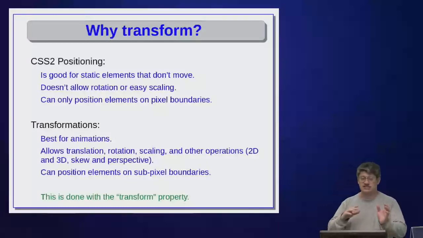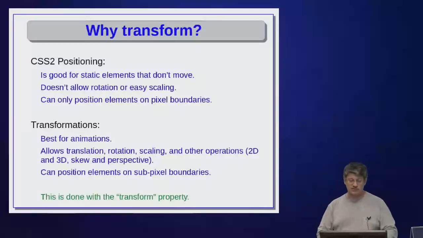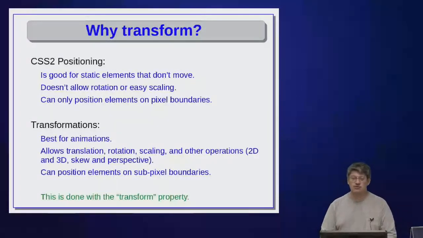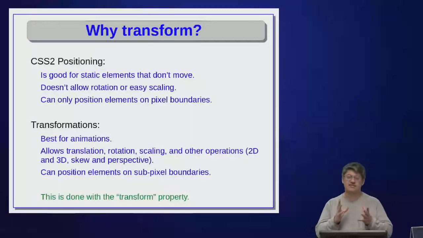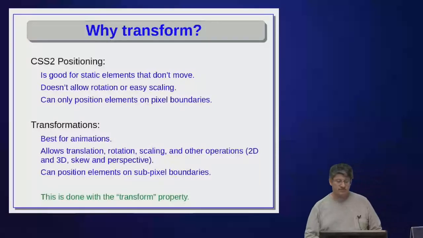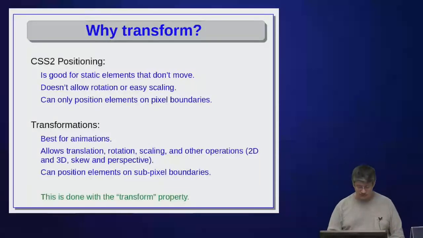They're going to allow translation, which means to move something from one place to another, rotation, and scaling, as well as other operations. I think I mentioned skewing already. You can also do what's called a perspective transformation, where you take a three-dimensional object and project it onto your two-dimensional screen. So if you're interested in doing 3D stuff in CSS3, that's available. I'm not going to cover that in this lecture either. That's a little bit beyond the scope of the course.